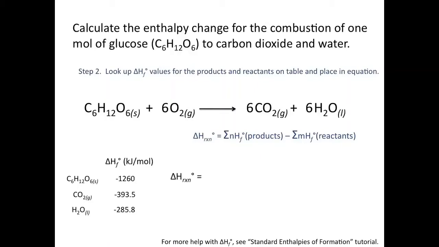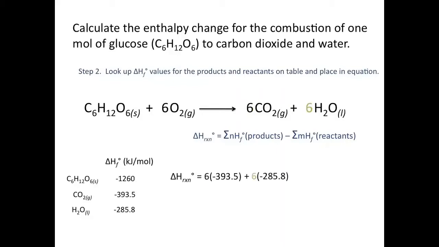Now let's plug these values into our problem. First, we're looking at the sum of the enthalpy of formation values for the products. Starting with CO2, I can see that the enthalpy of formation value is negative 393.5 kilojoules per mole. And I multiply this value by 6 because 6 is the coefficient in front of CO2 in our balanced chemical equation. And because I use the coefficients in my balanced chemical equation, this is why it's particularly important to balance your equation correctly. Also on my product side, I have 6 water.